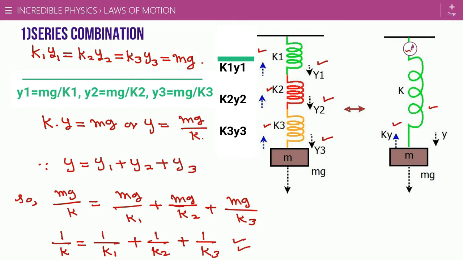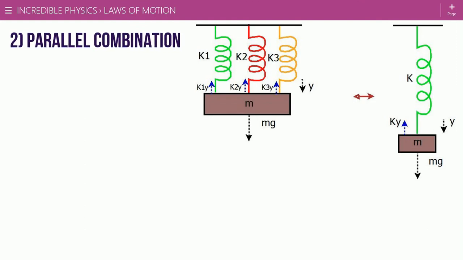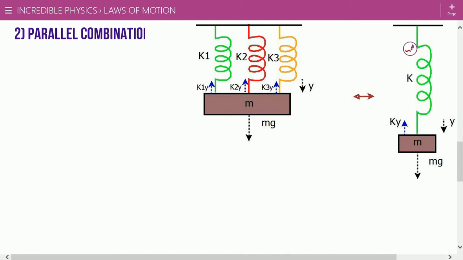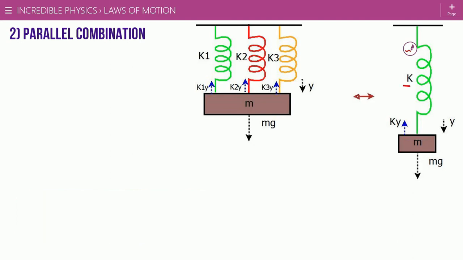Now, if we discuss the parallel combination of these three springs, you can see in the diagram we have three springs having constants K1, K2 and K3, and we have connected a block of mass m at the end of these springs. This type of combination of springs is known as parallel combination, and we have shown one single spring as well. This is called the equivalent spring, and this constant K will be called the equivalent spring constant of K1, K2 and K3. Now we have to find the formula of value of K in terms of K1, K2 and K3.